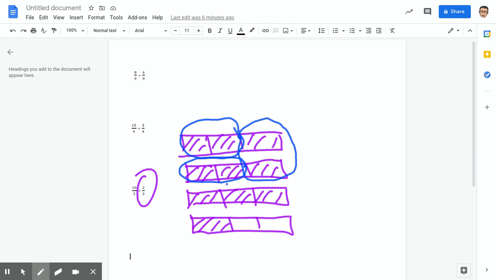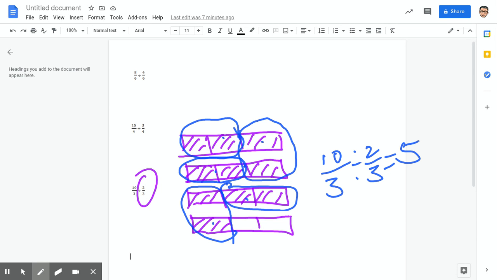Okay, and then what do I have here? There. And there. 1, 2, 3, 4, 5. Again, so we have 5. So there are 5 sets. So 10 thirds divided by 2 thirds will give us 5. So there we go. That's when we have whole numbers as our answer, nothing left over. Okay, hopefully that helped.